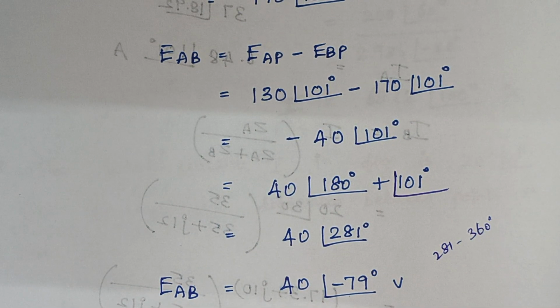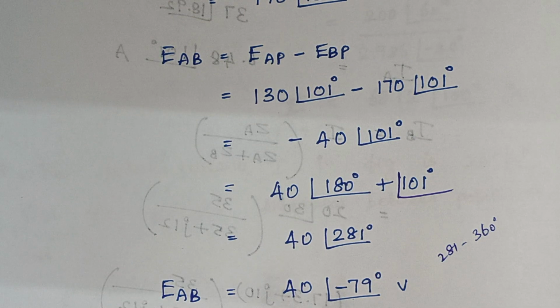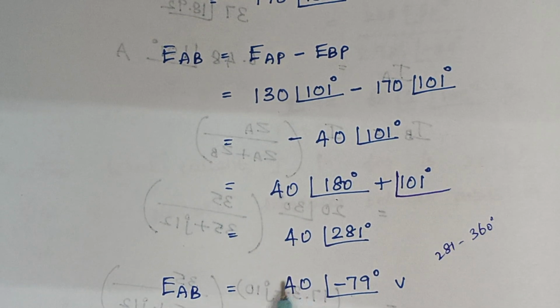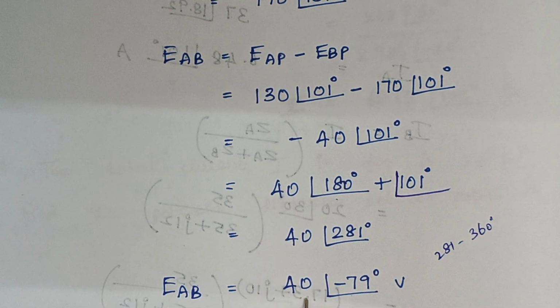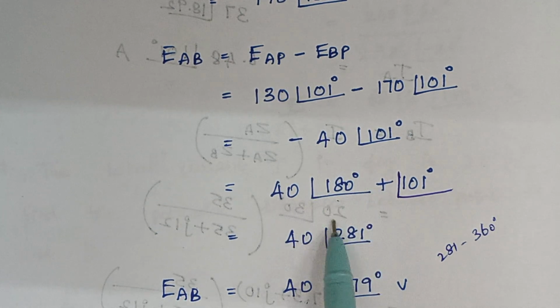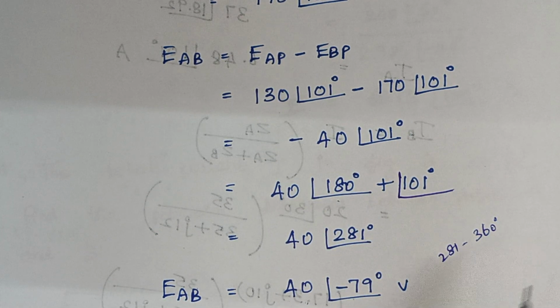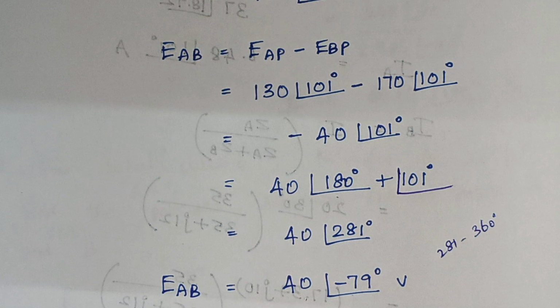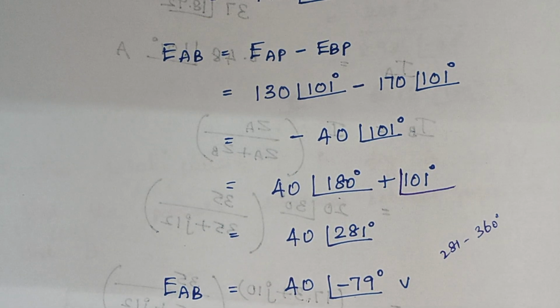Right. So here, since we need the value of voltage, that is magnitude, to be a positive thing, we are including all these parameters. So here the answer is 40 volt. So the problem ends here. We will move with the next one.